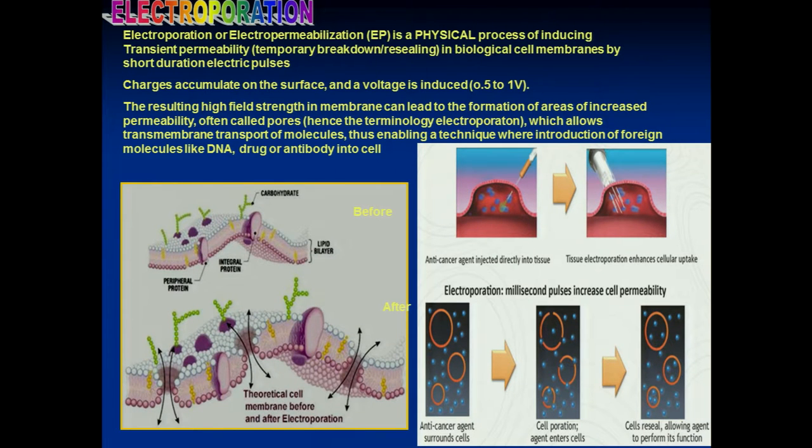Again, these are cartoons which illustrate the concept. This is the normal tissue when you do nothing. When you apply electrical pulses, the tissue integrity is compromised and it opens up, allowing the drug to enter. For the drug to enter, it should already be present there. So the first step is to inject the drug. How long do you have to wait?